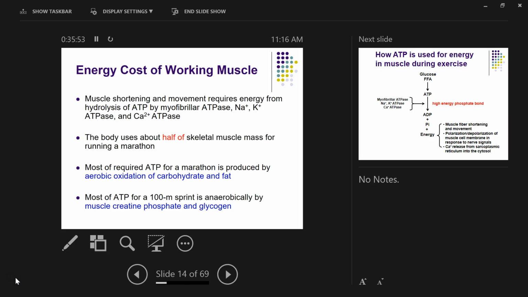Okay, so the energy costs of a working or exercising muscle. Muscle contraction, like shortening or movement, usually requires energy, of course, from the hydrolysis of ATP, by ATPase, the enzyme.